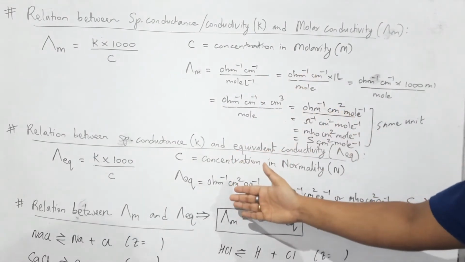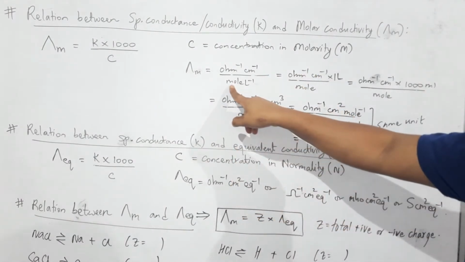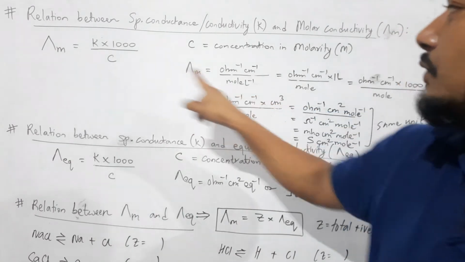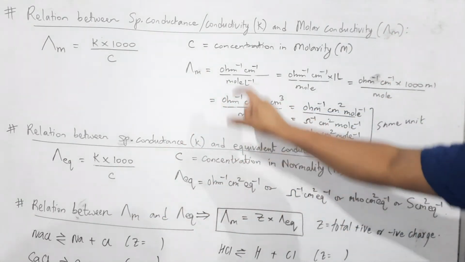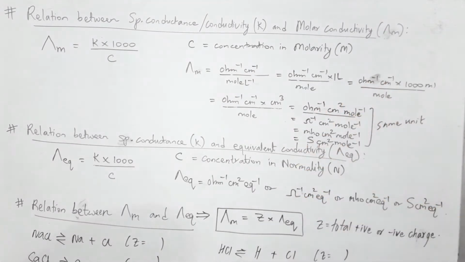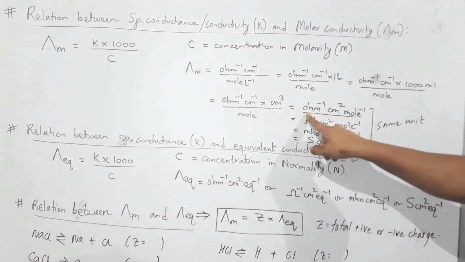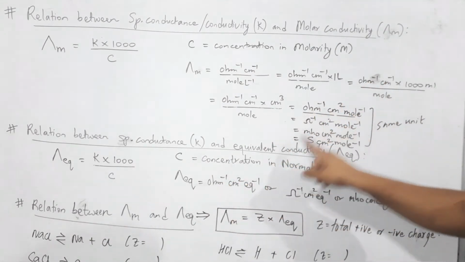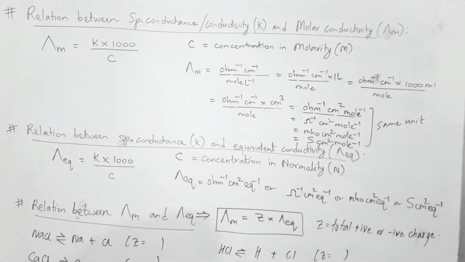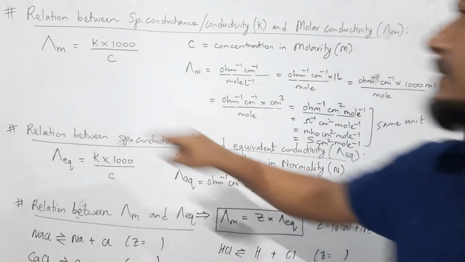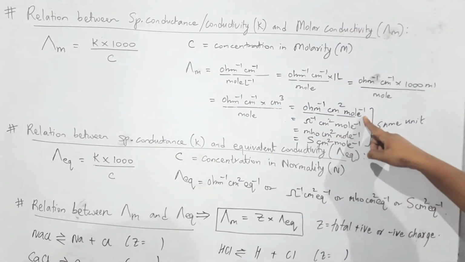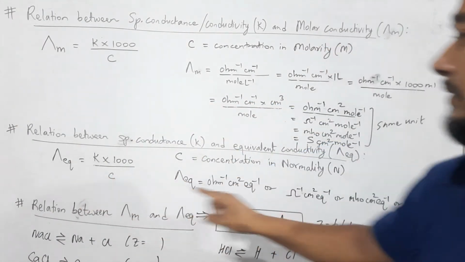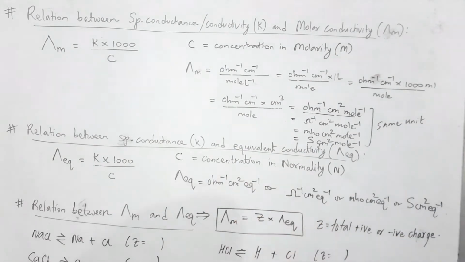The same will be for this. You just have to replace mole. You wrote C as mole liter inverse; here this C should be written as EQ liter inverse. If you derive it, you get this unit. You can see over here, ohm inverse is ohm inverse, centimeter square is the same. When it is lambda m, we write mole inverse, but when it is lambda EQ, instead of mole inverse we write EQ inverse.